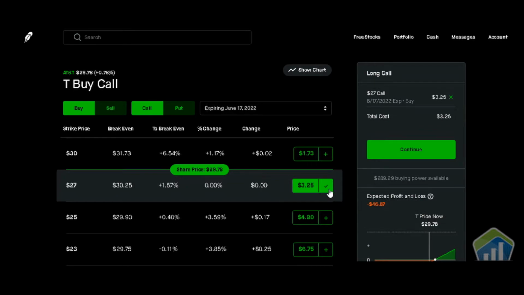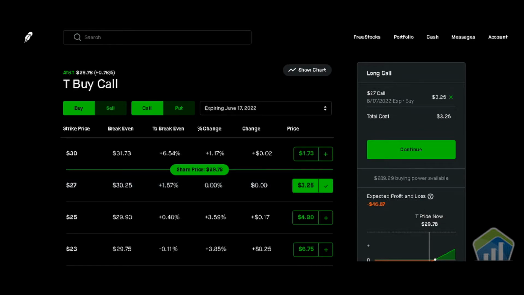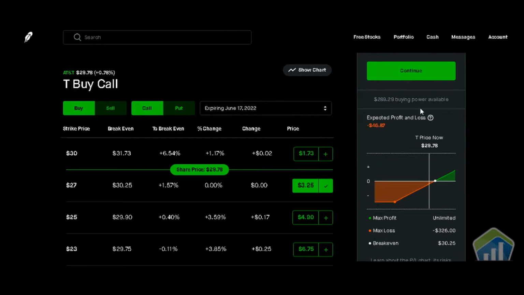Clicking on the plus sign, you see up here it says long call. $27 call, total cost $325, right? Before we get into that, just scroll down. It shows you your expected profit and loss, right? So right now it's saying that expected loss is negative $46.87. This is not a prediction of what you're going to lose over time. This is what the actual price is now, which is $29.78, and what your loss is right now, $46.87.